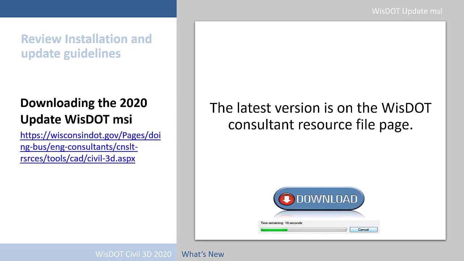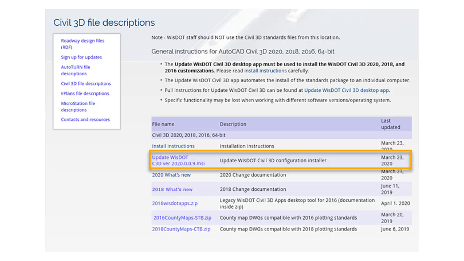So where do you find the latest version? The latest version is on the WisDOT Consultant Resource File page. The link provided here and on the Civil 3D knowledge base will take you to the DOT Consultant Civil 3D file download page.